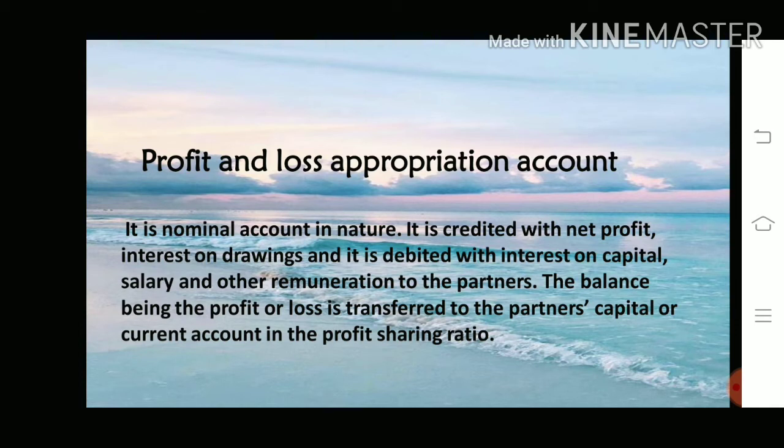So this profit is transferred to the partners' capital account. But if the result is shown on the credit side of the profit and loss appropriation account, the net result should be considered a loss to be shared by the partners. So this loss item is transferred to the partners' capital account or current account.